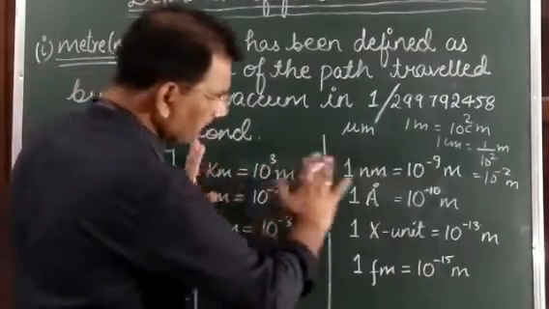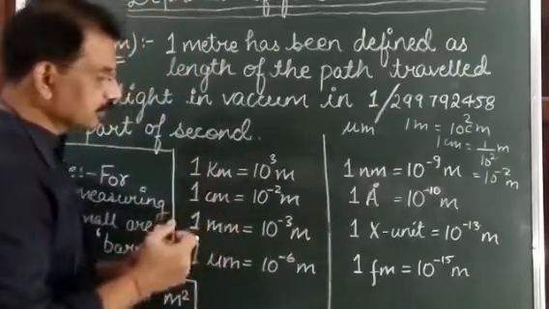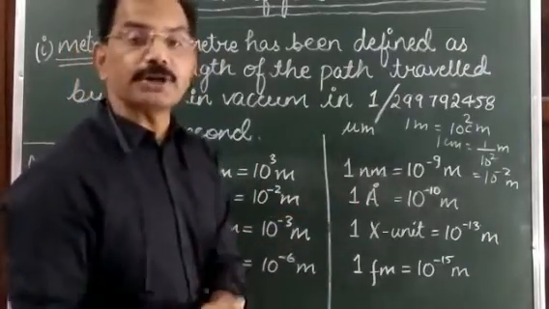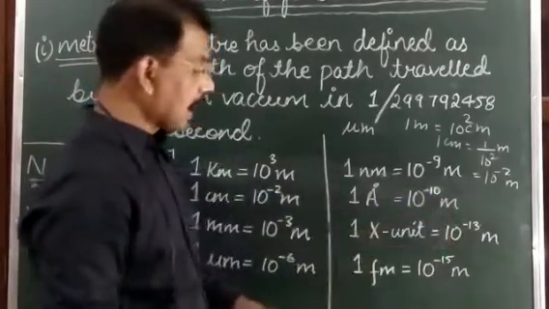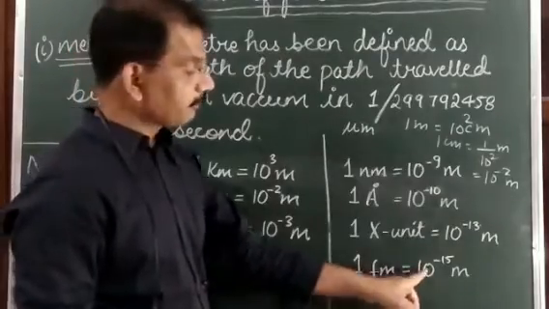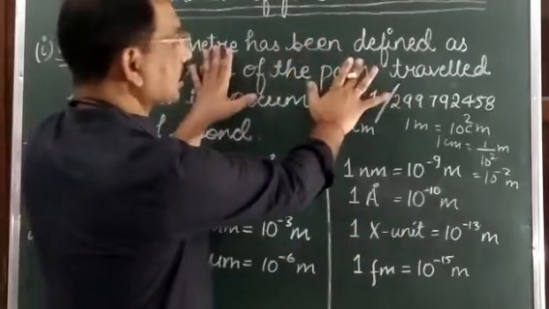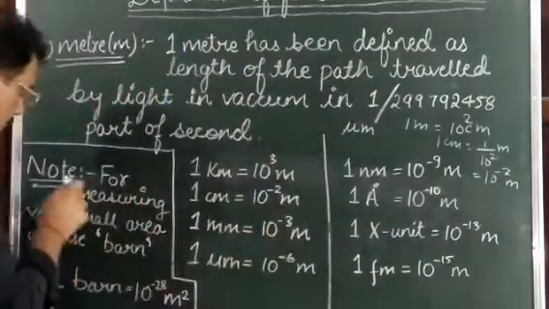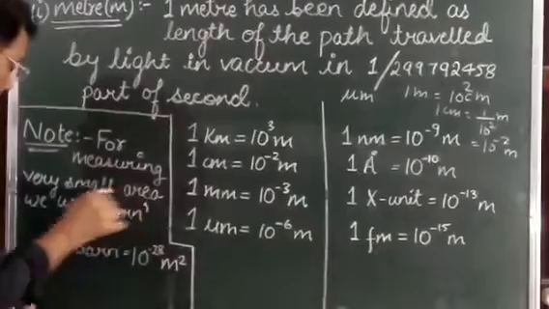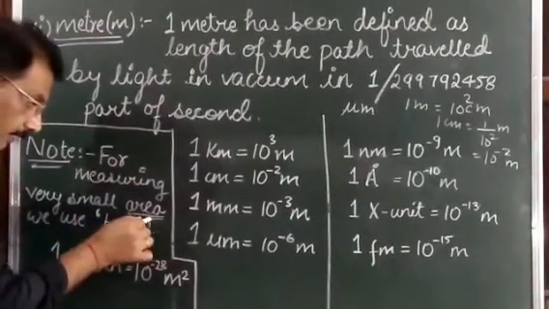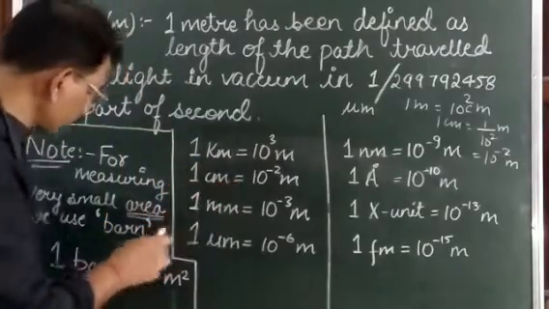So, dear student, all of you learn this conversion with this definition as it is. Suppose if anybody asks you, 1 angstrom is equal to how many meter? तो आपको याद रखना चाहिए 1 angstrom is equal to 10 to the power minus 10 meter, or 1 Fermi is equal to 10 to the power minus 15 meter. So please all of you learn this with the proper definition of the meter. And one more thing I want to tell you here in note, for measuring very small area, बहुत छोटी एरिया को मेजर करने के लिए हम कौन सी यूनिट यूज करते हैं?